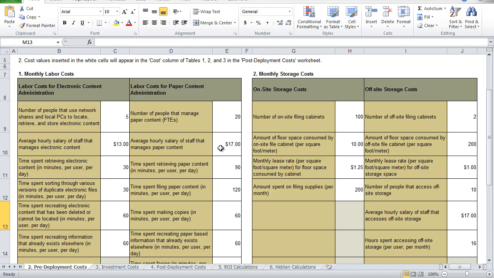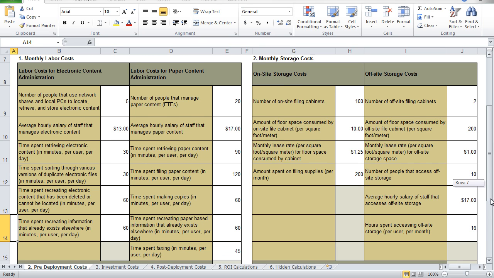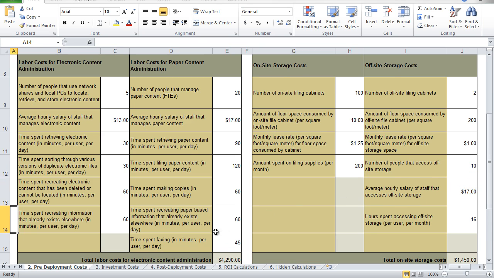There's an item here, the second line item, showing the actual hourly salary of staff, and then more importantly the items below, showing the time spent retrieving paper content or electronic content, sorting through documents, recreating electronic content that has been deleted or can't be located. So all that time when something does get lost, misplaced, misfiled, and you have to recreate it, what that time is like. And then time spent, finally on the last line here, faxing information.